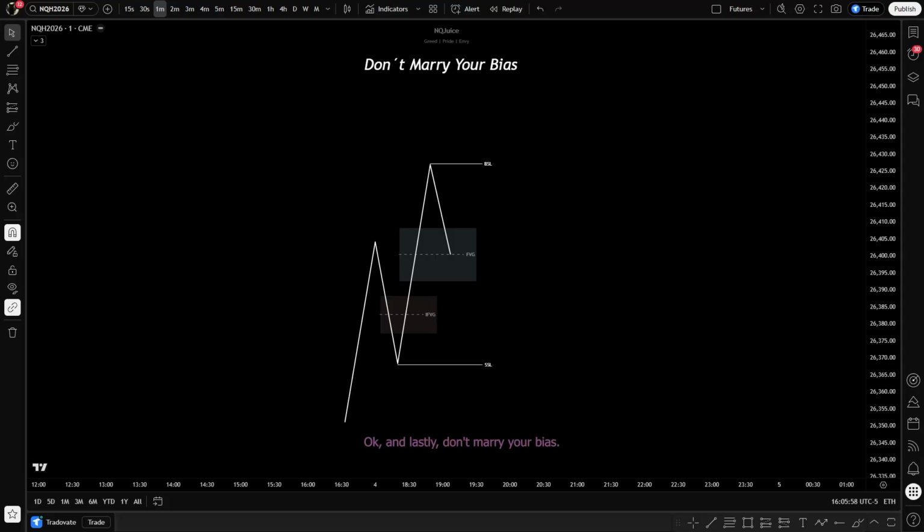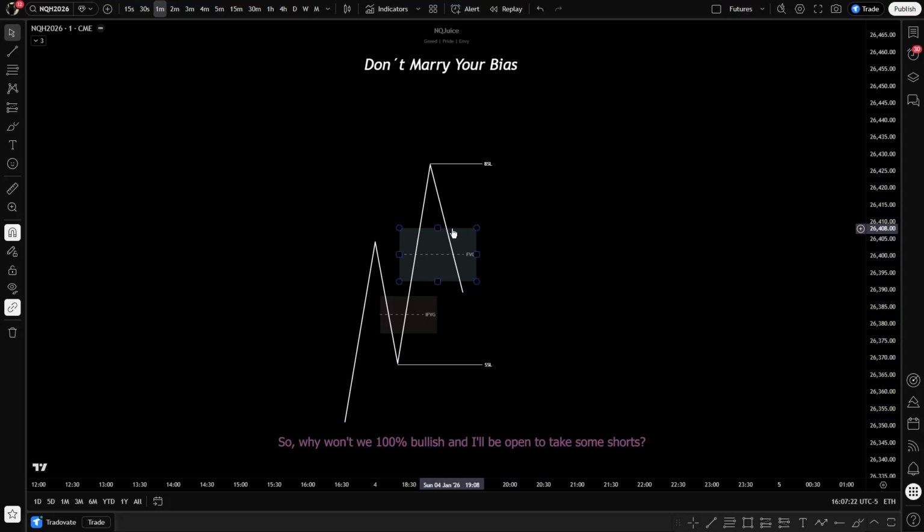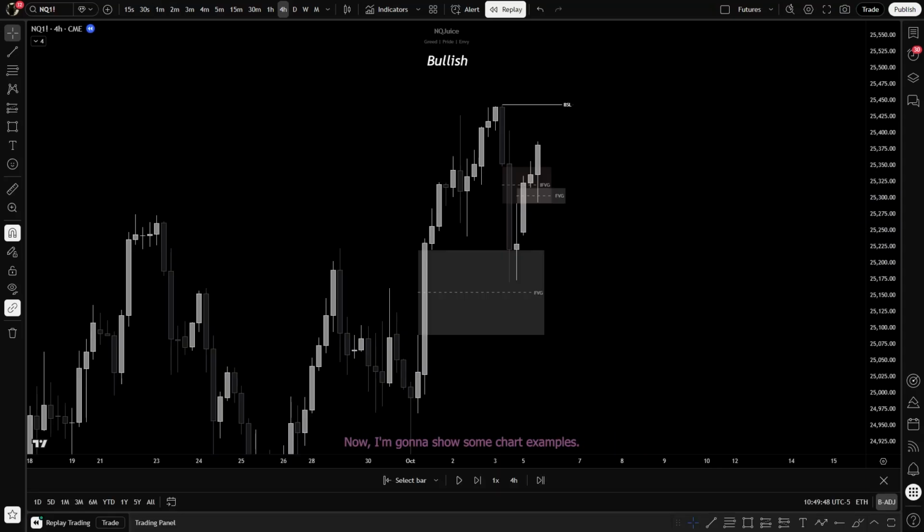Okay, and lastly, don't marry your bias. The market changes while you're trading and you have to be able to adjust and react. In this example, it seems like we're clearly bullish because we're respecting bullish PD arrays and disrespecting bearish PD arrays. But if instead of respecting this FVG, price starts going low and ends up closing below, now we invert this bullish PD array, so I won't be 100% bullish and I'll be open to take some shorts.